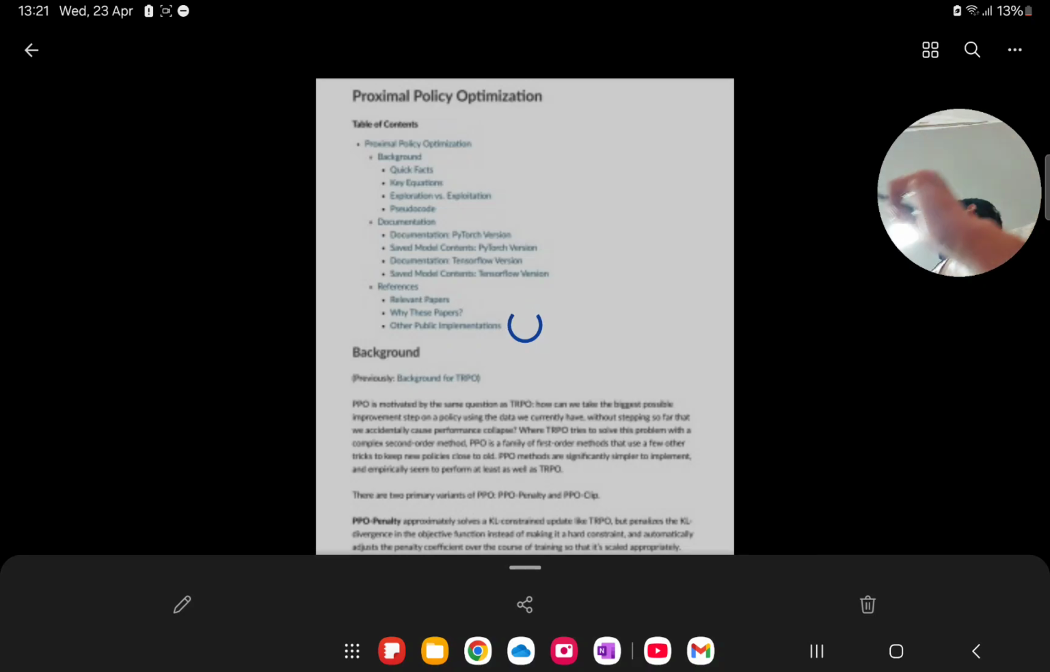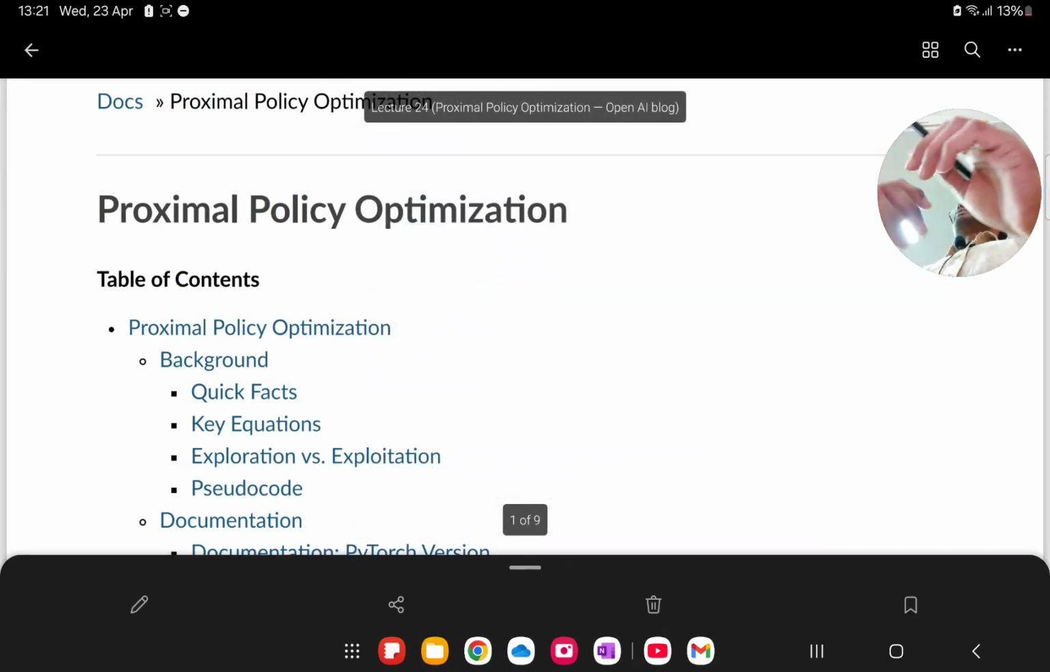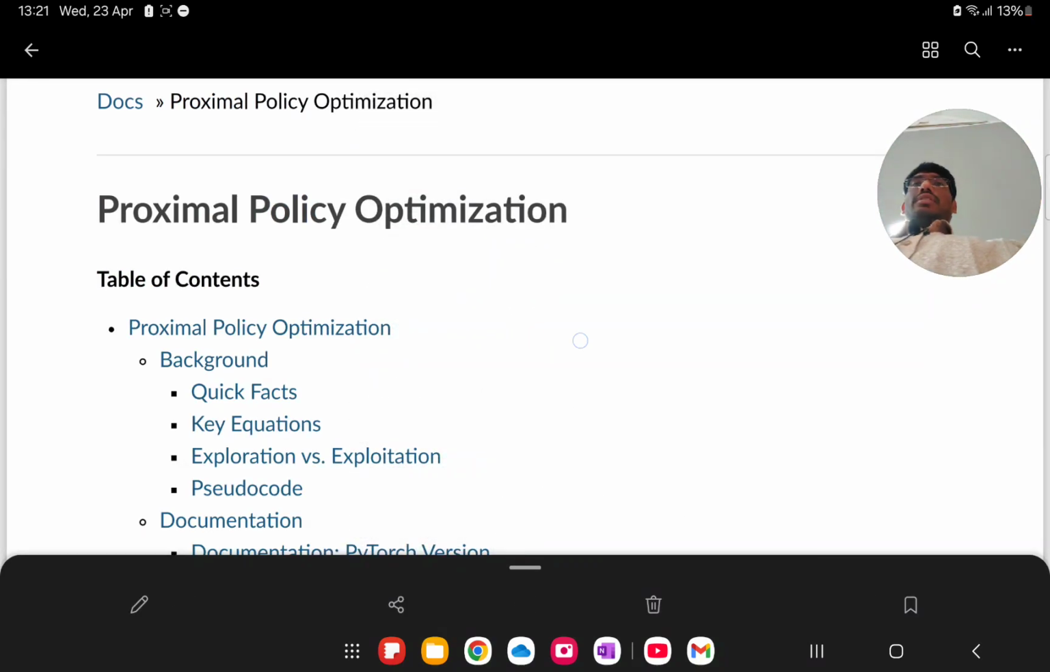So again, the OpenAI website is a good source for learning this.